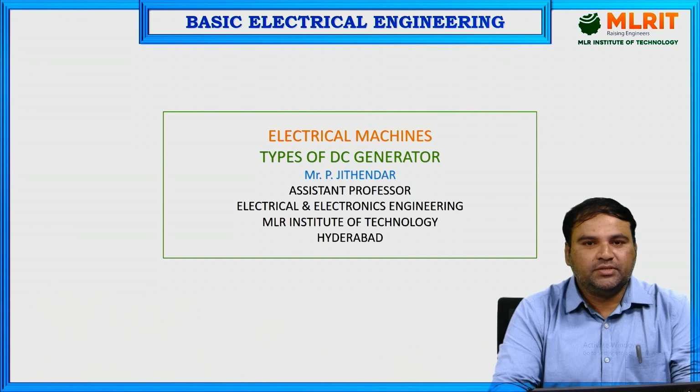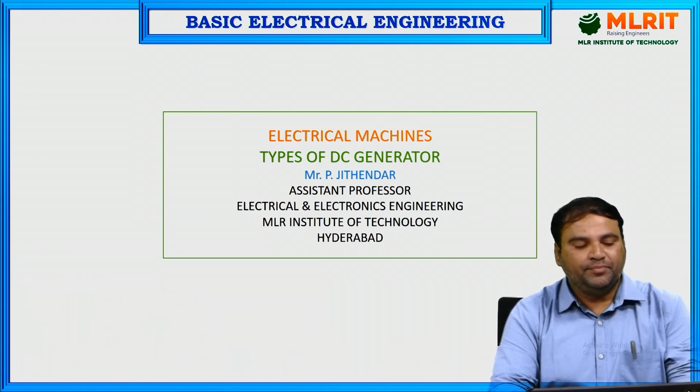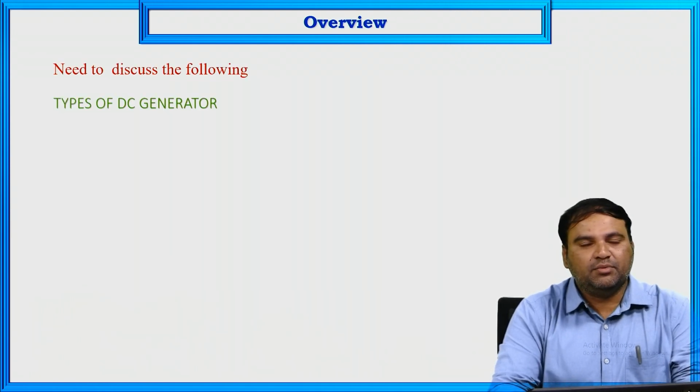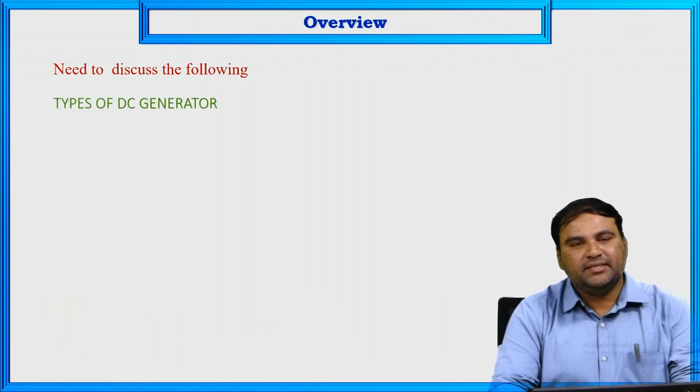In today's video session, I am going to discuss the different types of DC generators. Basically, we have two types of DC generator: one is the self-excited DC generator, and the other is the separately excited DC generator. In this session, we will discuss the different types of DC generator.